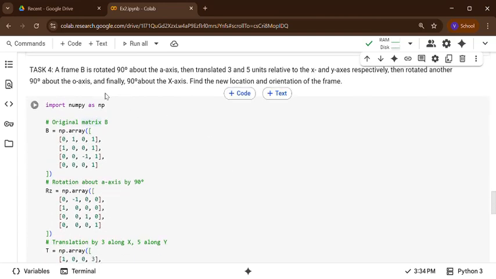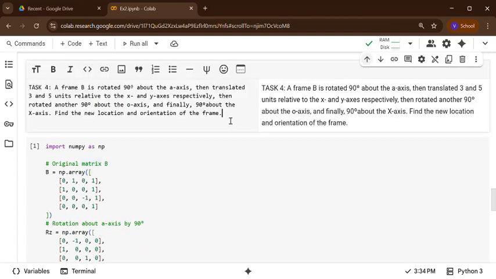So let's see one more. Frame B is rotated 90 degrees about A axis, then translated 3 and 5 units along the X and Y axes, then rotated about O axis, and finally about X axis. Find the new location of the frame. So let me write the equation first. First we are going to find out the new transformation matrix. Let me leave space because we have to do pre and post multiplication.